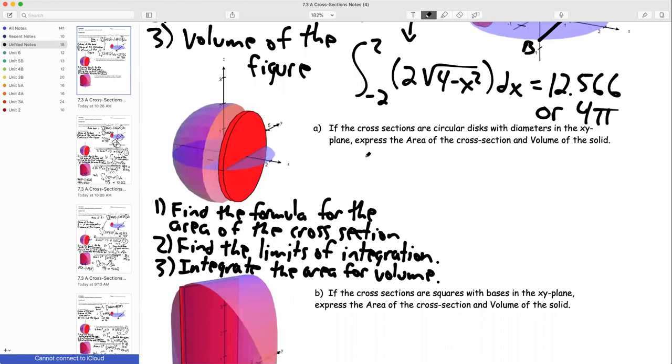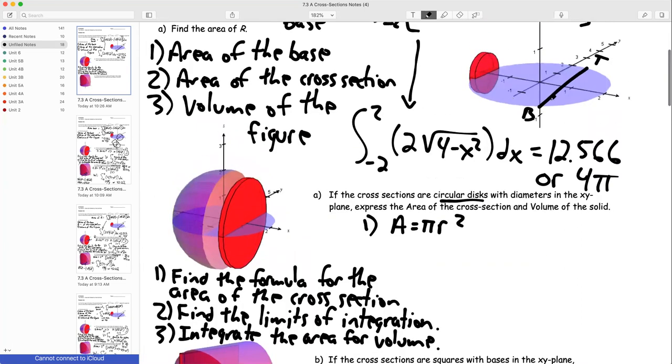Okay, so step number one, this says that my cross sections are circles. And so the area of the circle is pi r squared. Okay, but here's the problem. This is a cross section that has a certain area. This is also a cross section that also has a certain area. Which one is larger? It's the second one, right? Because it's a bigger circle.